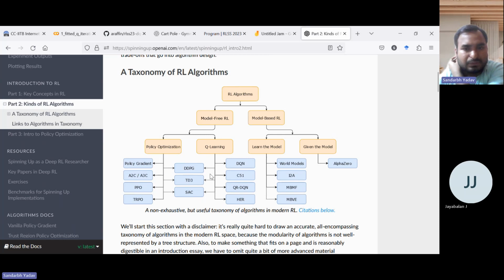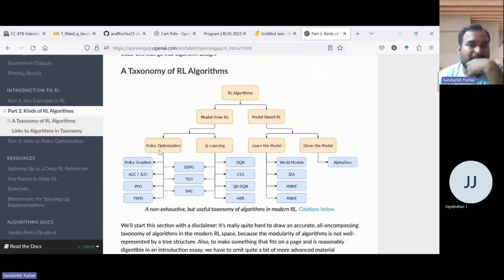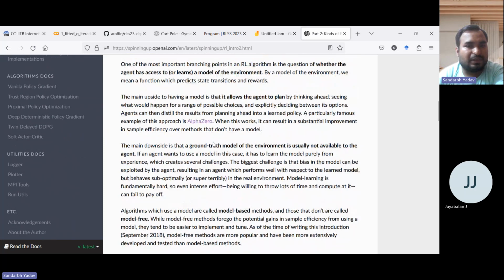I'll show you. So Deep Q Network is there. Then this is Hindsight Experience Replay, all those algorithms. AlphaZero comes here, where you need to have a model. This is non-exhaustive, so there might be some algorithms which are not here. Some more might have come up later. So all those algorithms are there.